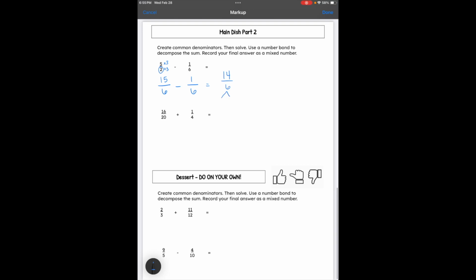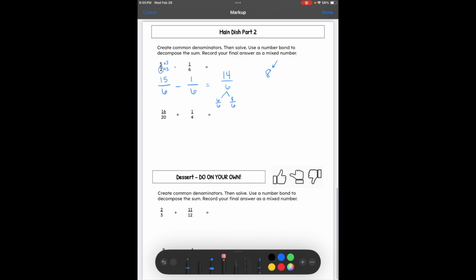Directions still tell me to make a number bond to make our final answer a mixed number. So I'm going to pull out 6/6, which is going to leave 8/6 left over. Now here's where it gets a little bit tricky. 1 and 8/6 isn't a mixed number. Because what's wrong with this 8/6 fraction? It's still improper. So I'm not ready to write my mixed number just yet.